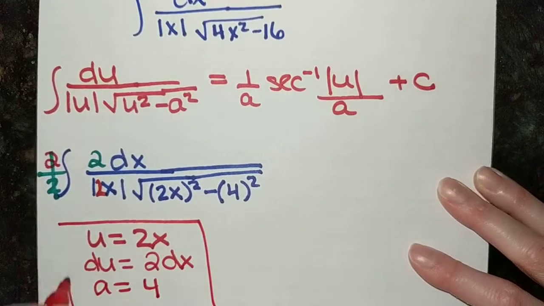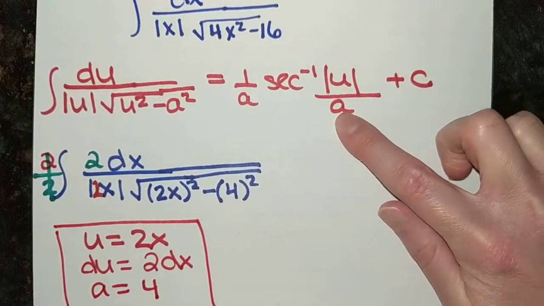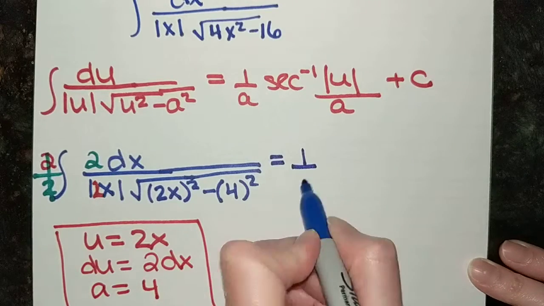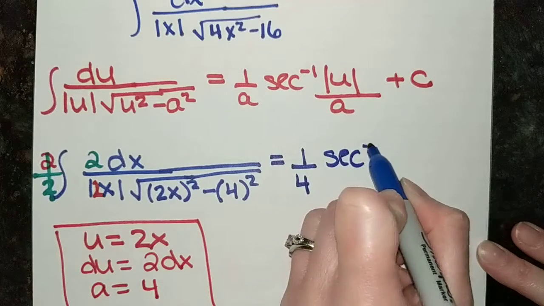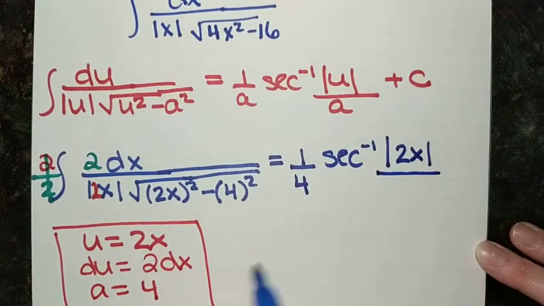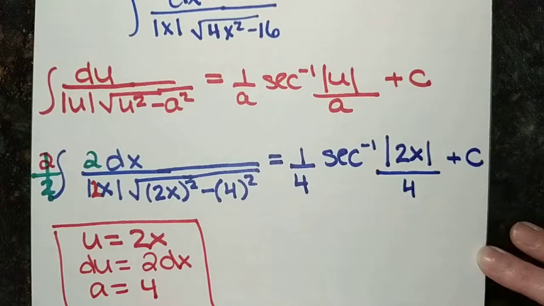Then it's just a matter of plugging that into your integral formula. So what we'll have is 1 over a, which is 4, secant inverse, absolute value of u, which is 2x, over a, which is 4, plus c. And that's all there is to it.